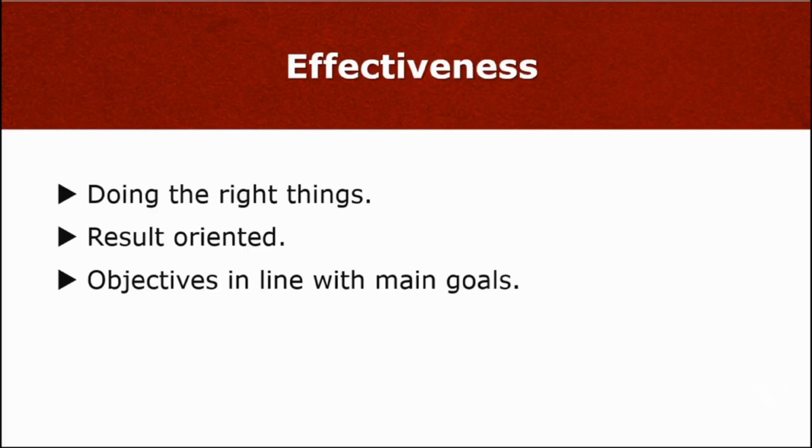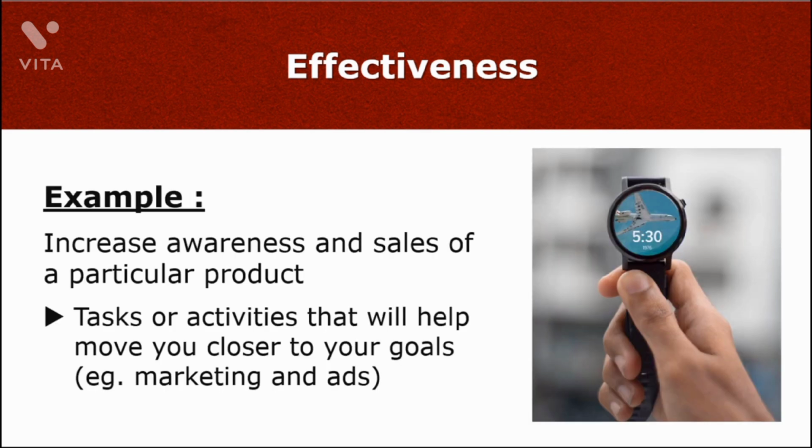Effectiveness is all about doing the right things. It's result-oriented. It's when one's objectives are in line with their main goals and, indirectly, your purpose. It's finding ways to improve outcomes. For example, if your goal is to increase awareness and sales of a particular product to reach a particular target, you should engage in tasks or activities that will help move you closer to your goals. For example, marketing and ads. And not waste your time on irrelevant tasks that don't serve your goals.